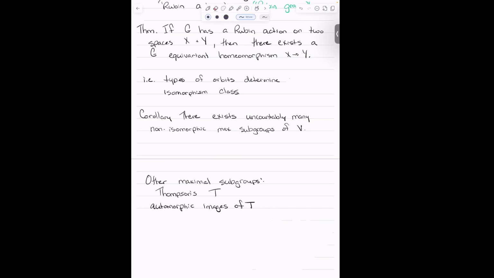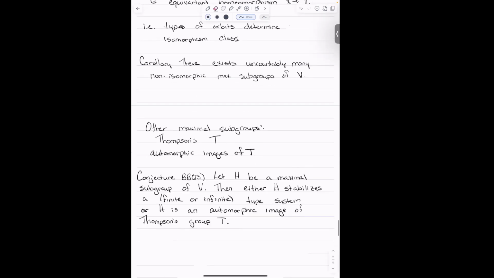Some of the co-authors would call this a conjecture. Others would probably call it a question, because it might just be a lack of imagination at this point for building other subgroups. But the question is, if H is a maximal subgroup of V, is it true that H stabilizes some type system, or that H is some automorphic image of Thompson's group T?